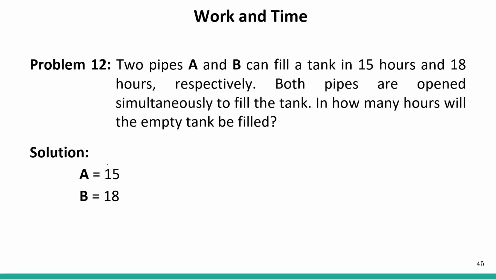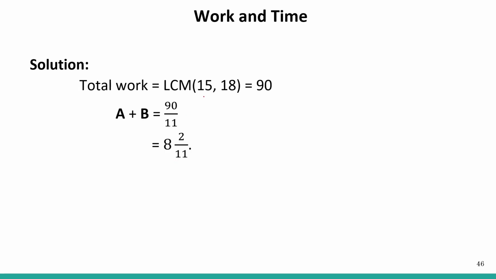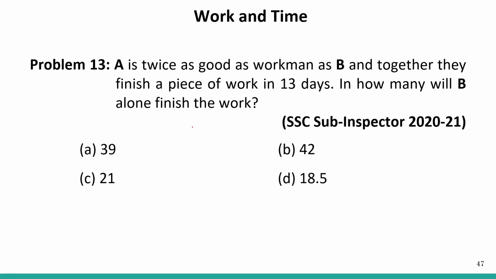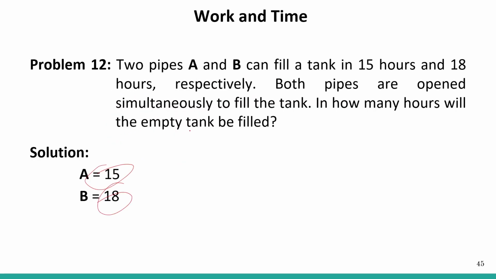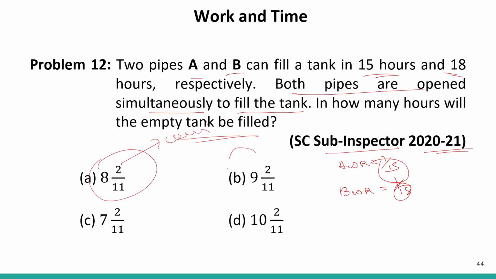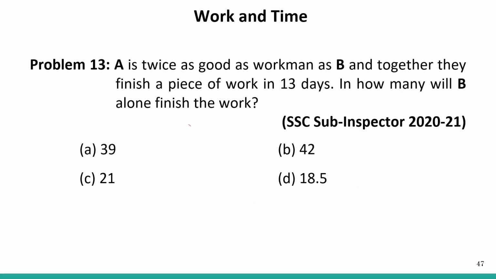So let's see. A takes 15 hours, B took 18 hours, right? So LCM of 15, 18 is equal to what? 90. So A plus B is equal to 90 by 11, that is 8 whole and 2 by 11. So this is the correct answer. These are all wrong answers, right? So let's see problem number 13.